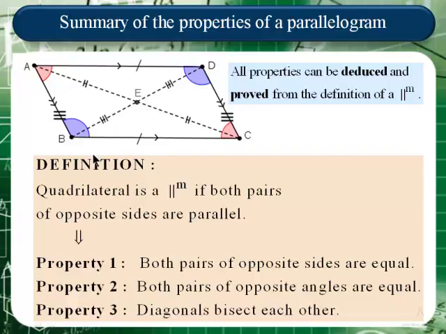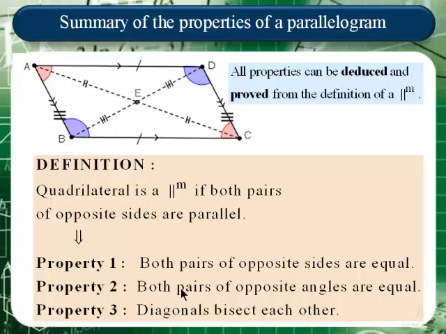So the initial starting place is with the definition, where we know that it's a quadrilateral with both pairs of opposite sides parallel. The first property that we can prove is that both pairs of opposite sides are not only parallel but also equal. So in other words, we can prove that the length of line segment AD is the same as the length of line segment BC, and also that AB is equal to DC. See, if I talk about AB, I mean the length of line segment AB.